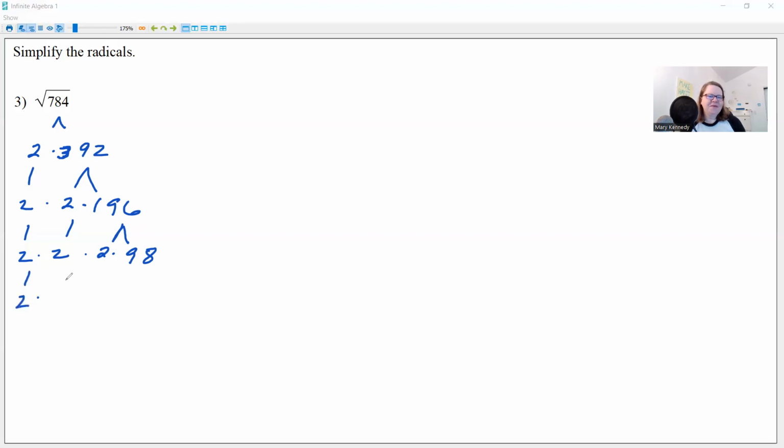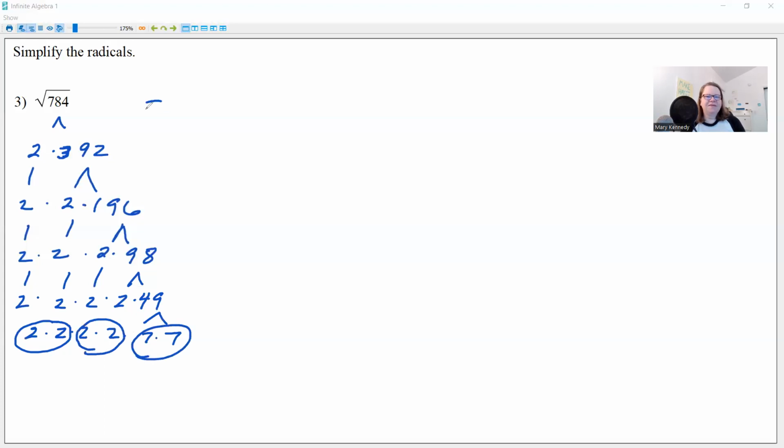Now, let me make sure I'm not losing any of the 2's here. I want to make sure I've got all of those there. And then this one is 2 times 49. So I've got 4 2's. 1, 2, 3, 4, and then 7 times 7, because that's square root of 98. That's what we just did, right? All right. So here I have a pair of 2's and another pair of 2's and a pair of 7's. So square root of 784 is actually 2 times 2 times 7, because these are those perfect squares.